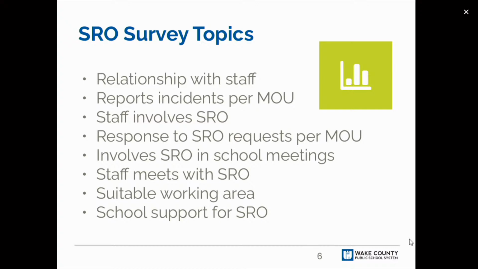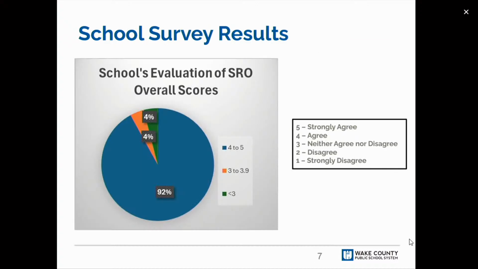And all this is part of the MOU. So the questions are based on the MOU and the responsibilities that both parties have based on our agreement. So jumping from the categories into more about the scores, and again, I'll drill down on the numbers a little bit more. So this one is showing us the school evaluation of the SRO. And as I mentioned before, this was 1 through 5.